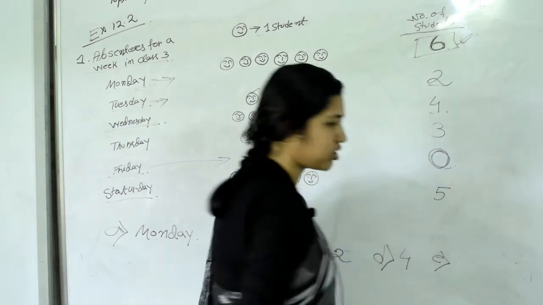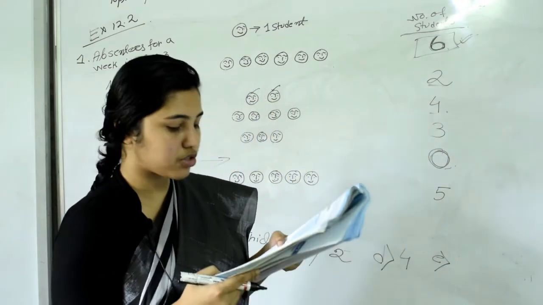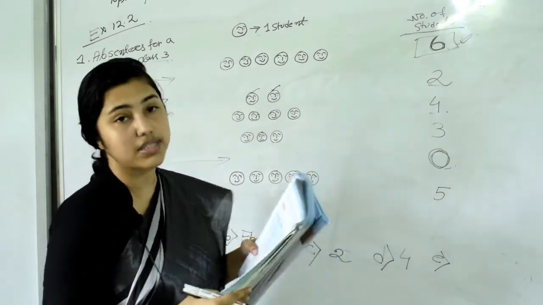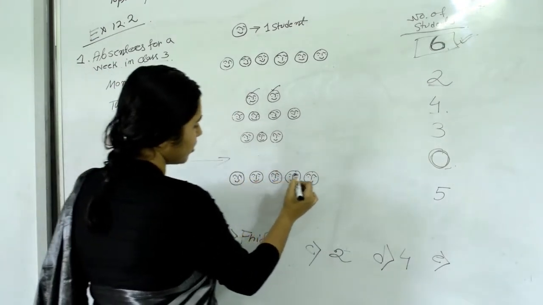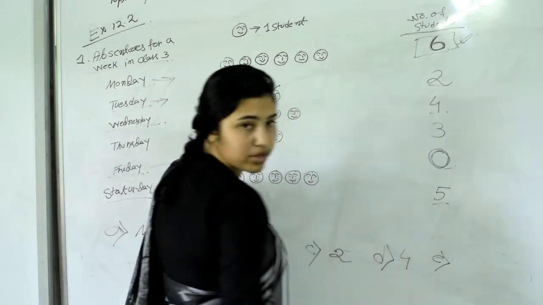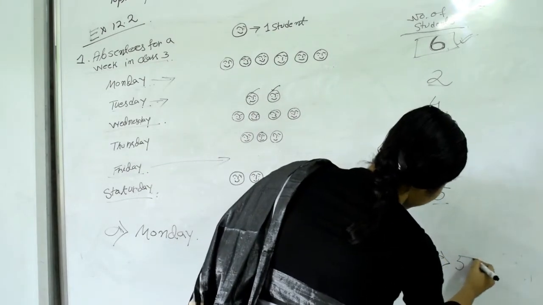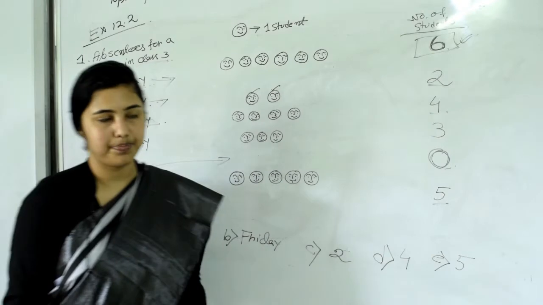And last question E, how many students were absent on Saturday? So here on Saturday 1, 2, 3, 4, 5. 5 students were absent. So our answer is 5.